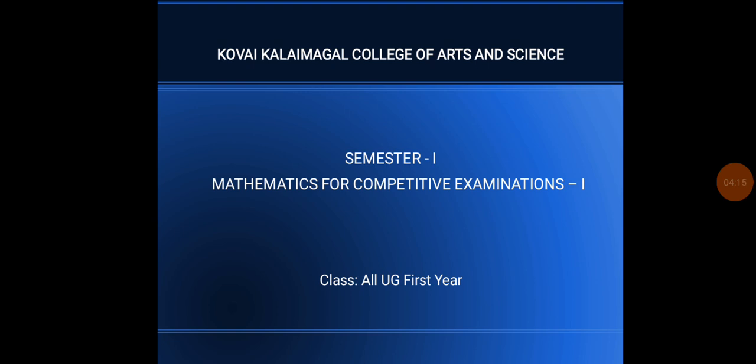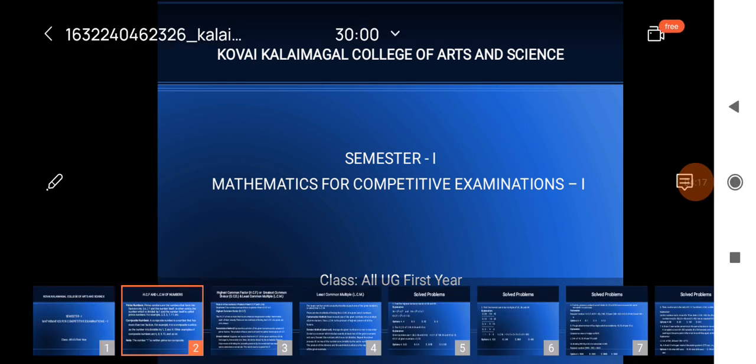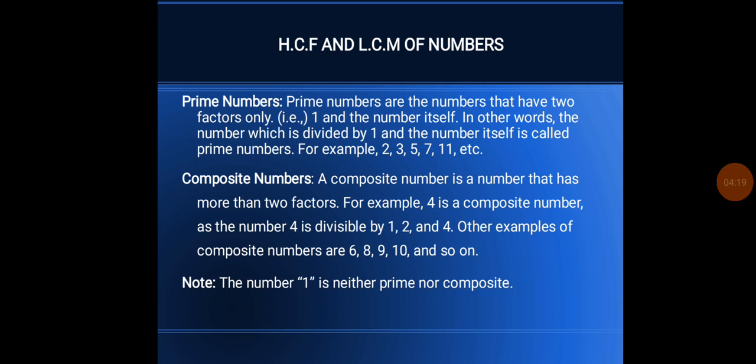Next, we are going to the topic HCF and LCM of numbers. Okay, so prime numbers. So prime numbers are the numbers that have two factors only. Okay, the two factors are 1 and the number itself. Okay, that number is called a prime number. The prime numbers are the numbers that have two factors only, that is the 1 and the number itself.